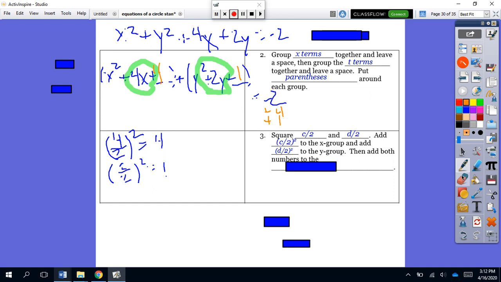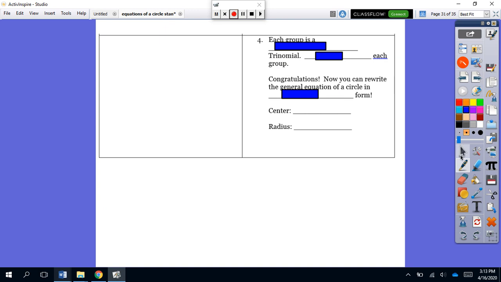Okay, so after you do that, your equation is going to look like this. You're going to have x squared plus 4x plus 4, and then the other parentheses have y squared plus 2y plus 1, and then that equals -2 plus 4 plus 1, which is 3. Now you have two big parentheses, which are trinomials, x squared plus 4x plus 4, and y squared plus 2y plus 1. These are what are called perfect square trinomials.